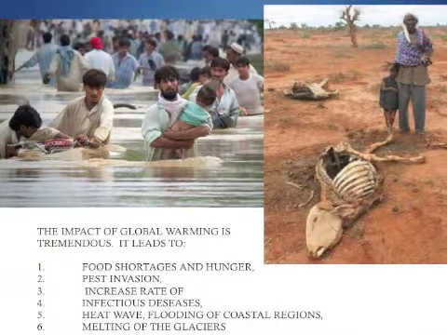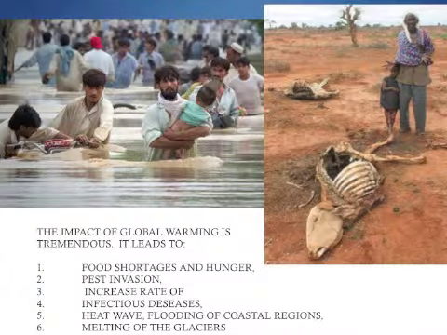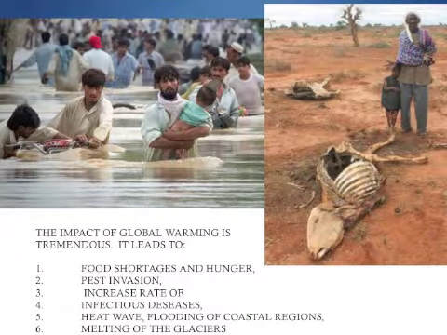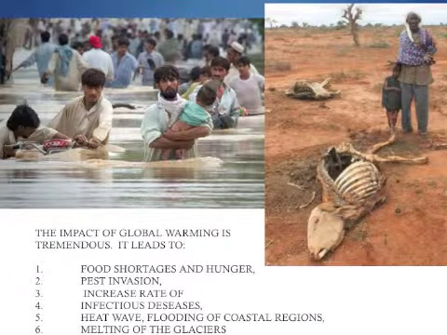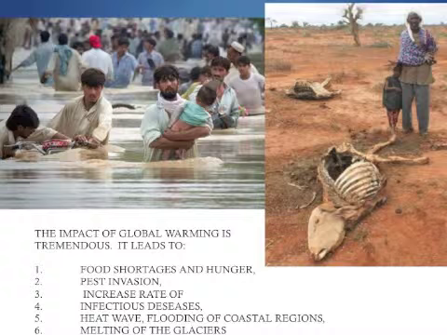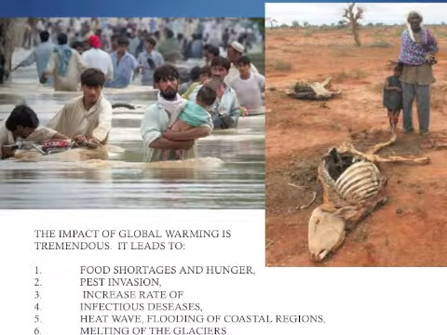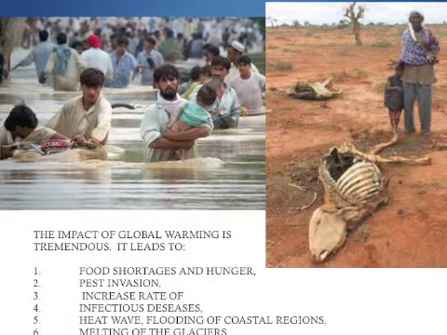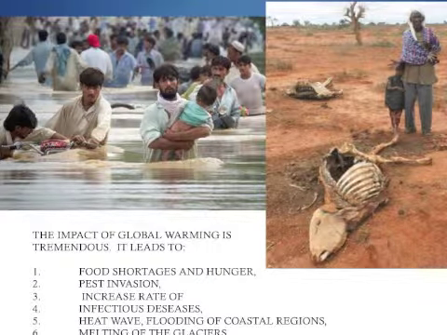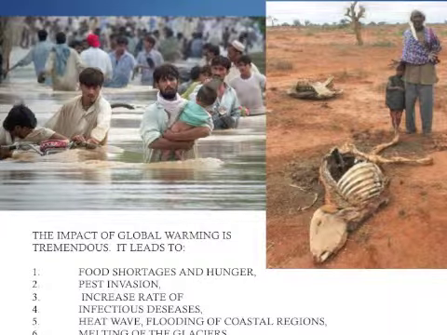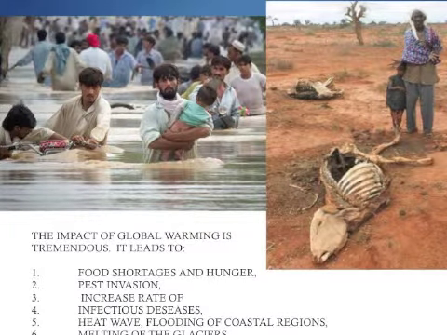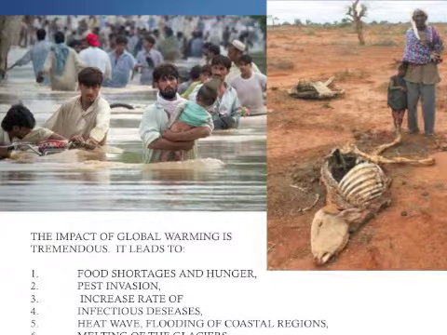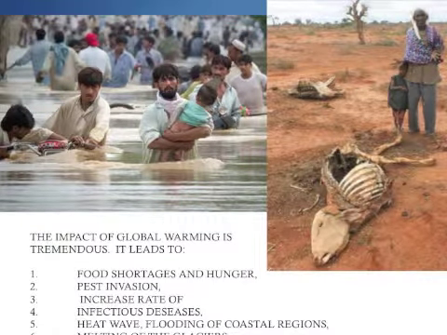So, what are the effects of global warming? There are so many, but I will start by saying that it leads to food shortages and hunger. In the areas where there are drought, the planting season is short, people are not able to plant and harvest what they need to sustain themselves. Like in African countries, the animals are dying. In some part where they're experiencing flood, it can also wipe away all their crops. So you have food shortages, pest invasion, increased rate of infectious disease, heat wave, flooding of coastal region, like I've said before, melting of the glaciers. So these are some of the things that happen or will continue to happen with global warming.